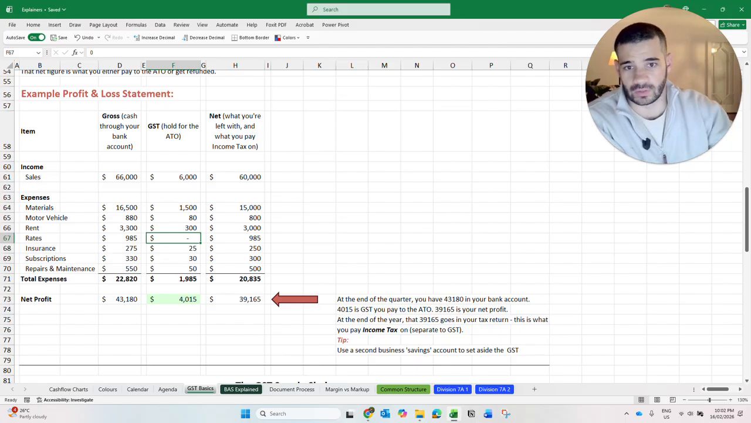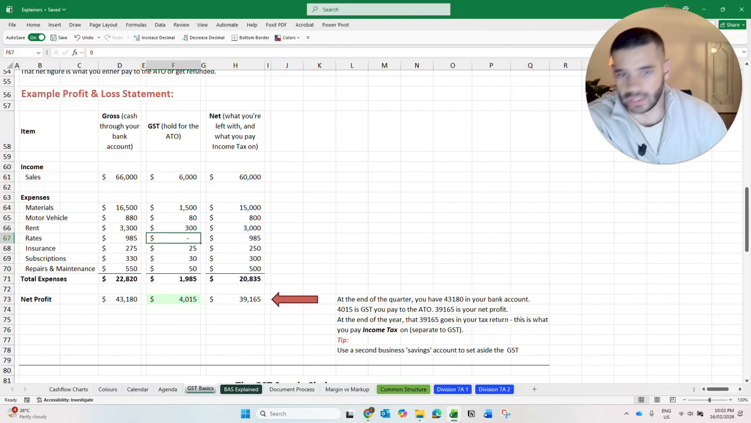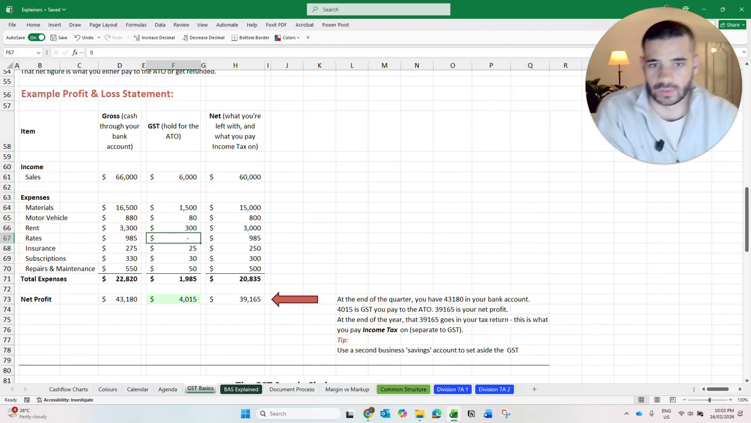So a few things us accountants look out for in your bookkeeping is if we've correctly picked up all the GST on different expenses and different income. We won't go through that in detail here, but that's something we do as part of processing your BAS.